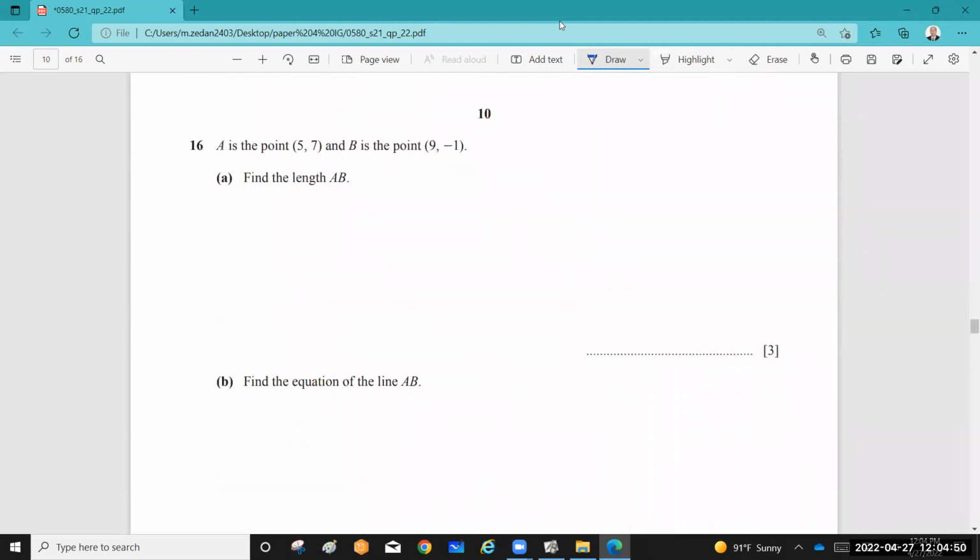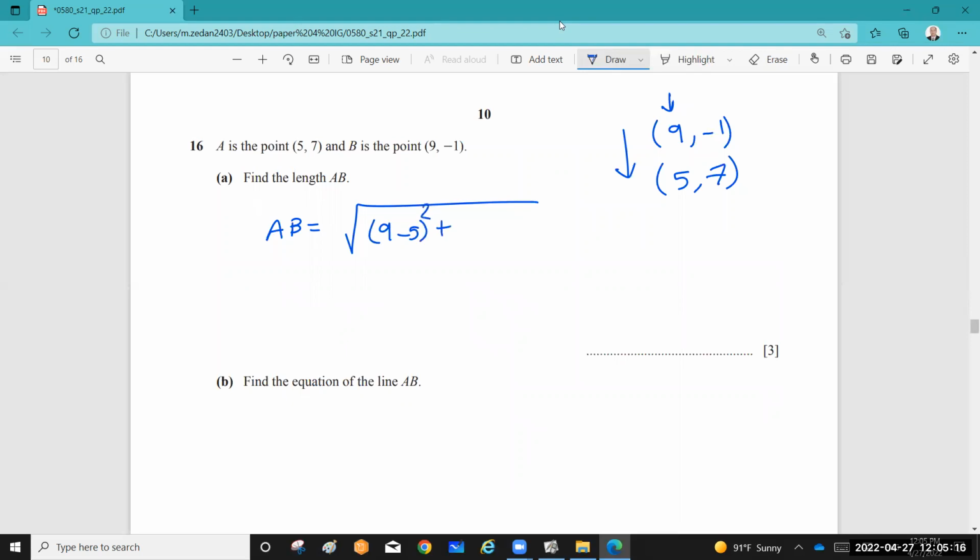Okay, number 16. A is (5, 7), and B is (9, -1). Find the length of AB. You can find AB directly by the distance formula, by subtracting. Just write 9, -1 and the other point 5 and 7 vertically, and get the difference in x, 9 minus 5 all squared, and the difference in y, -1 minus 7 all squared. Do this in one step on the calculator and you will get the answer. Very easy and very simple. The exact value is 4 radical 5; if you want to round it, you can write 8.94.